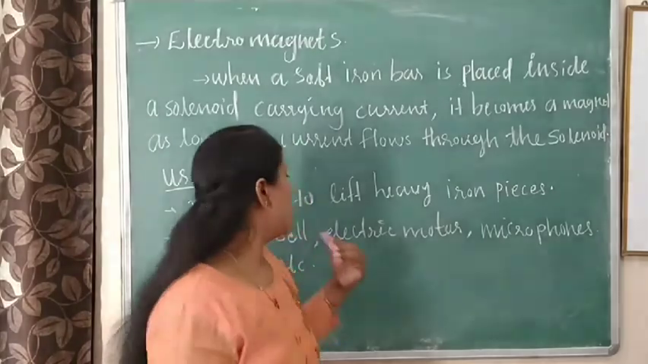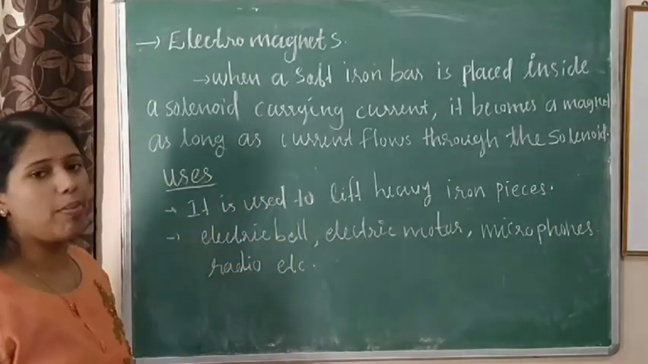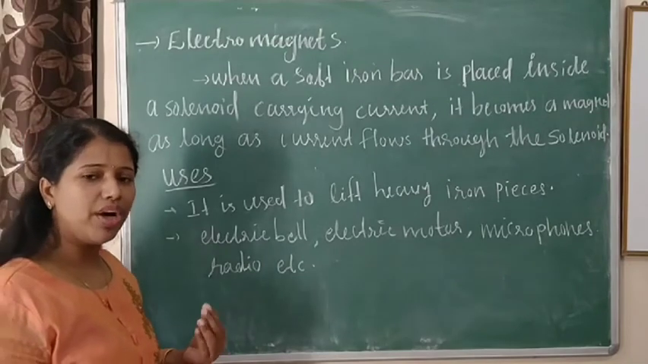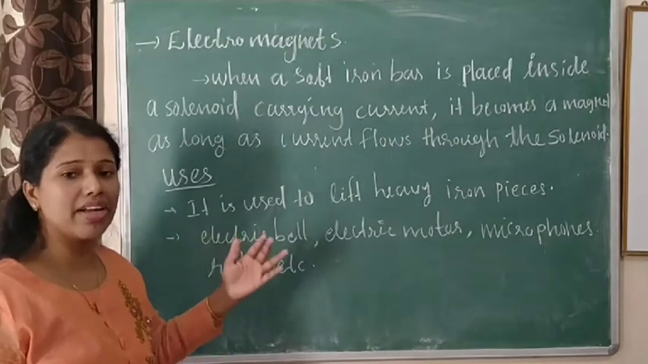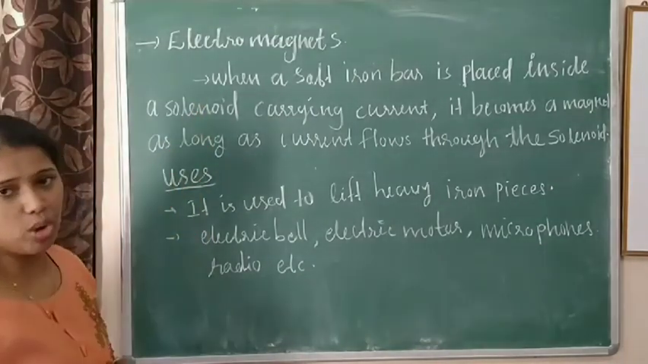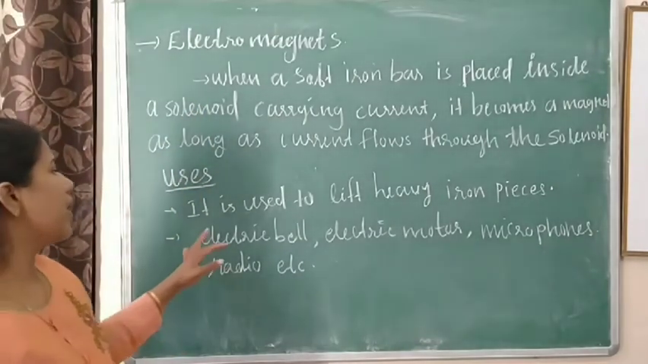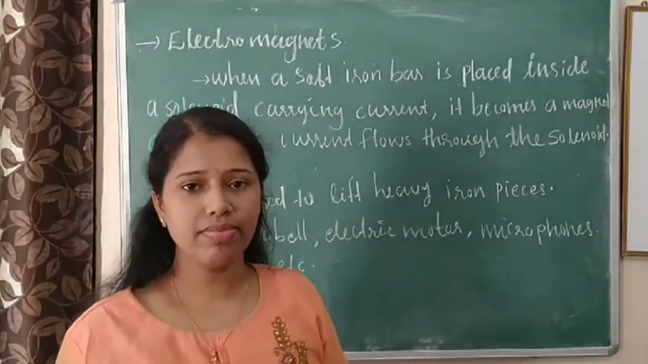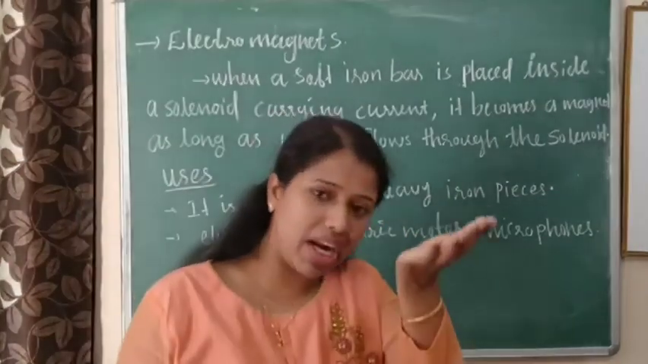The next step, what are the uses of an electromagnet? Where do we have to use it? In a solenoid, we know that inside it we can use it to magnetize a material. But what are the uses of this electromagnet? First, it is used to lift heavy iron pieces. It is used to lift something.